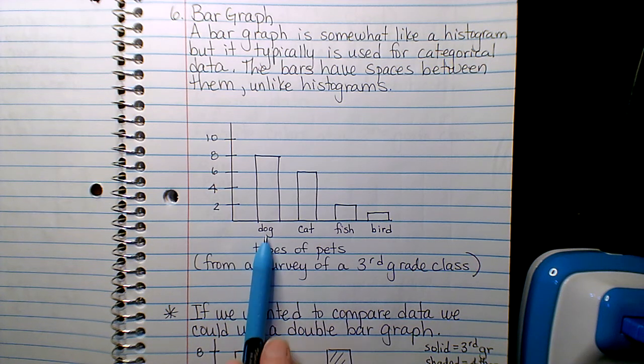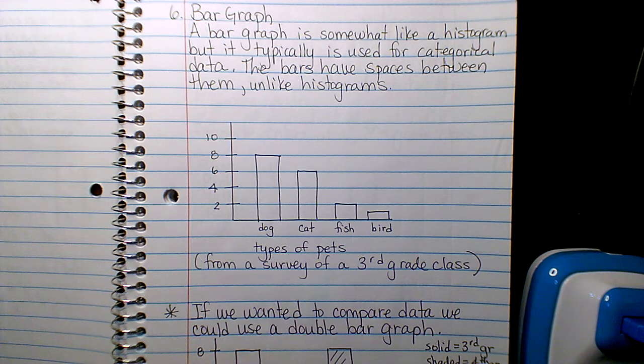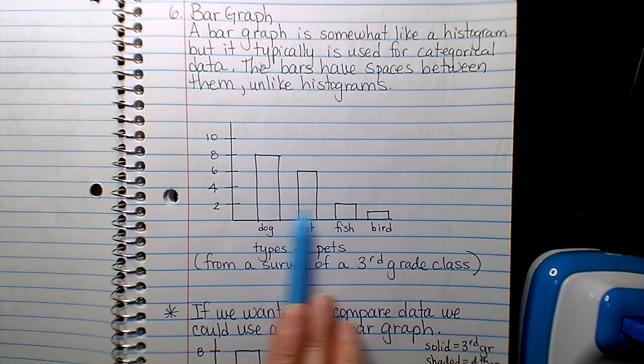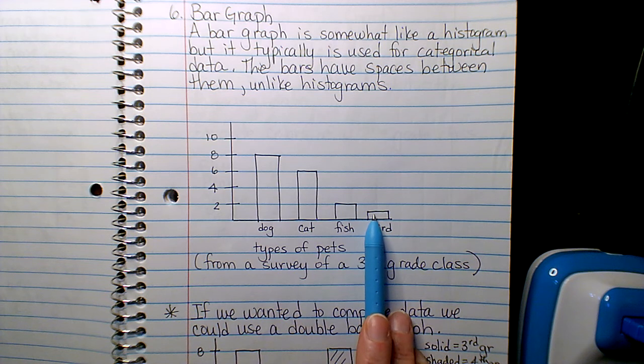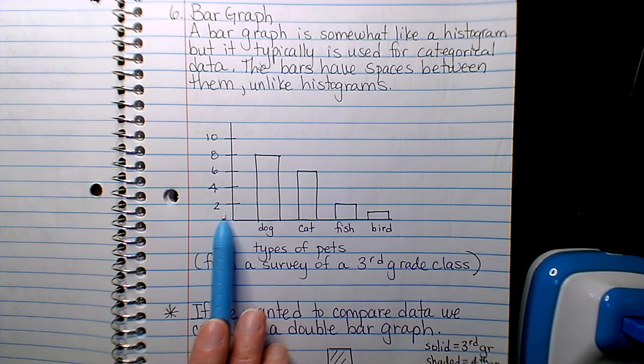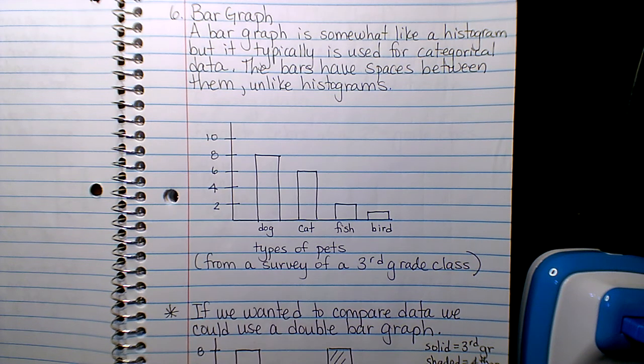So from reading this bar graph, we've got 8 kids that said they have a dog. We have 6 kids that have a cat, 2 kids that have a fish, and then what do you think this bird is about right here? We'll see how it's halfway between 0 and 2. So that's probably a safe bet to say that's 1, right? I doubt it's 3/4. I doubt anybody has 3/4 of a bird at home.